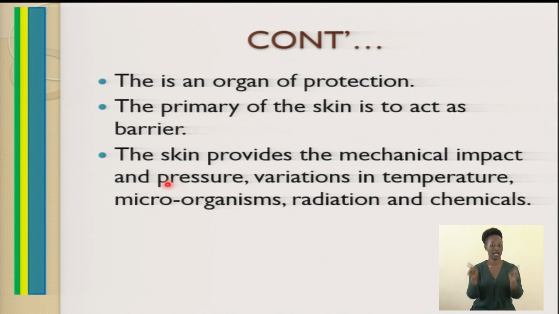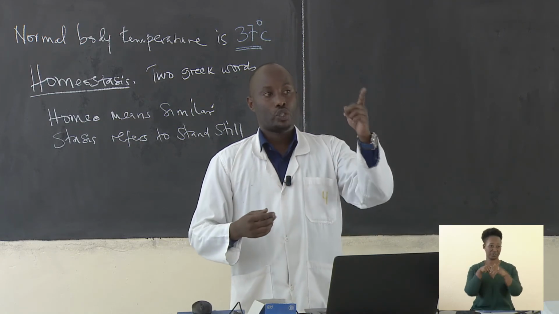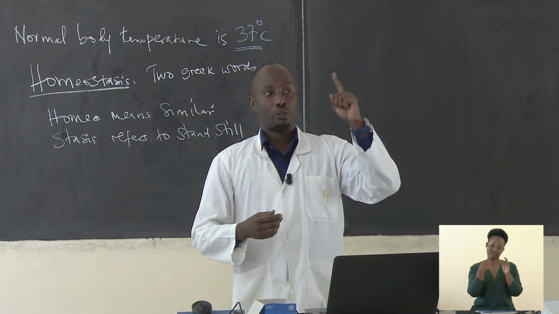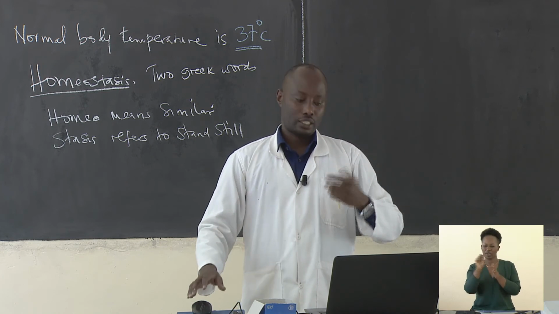As I mentioned, the skin is an organ of protection. All right, it is an organ of protection. The primary function of the skin is to act as a barrier. It doesn't allow some substances to enter. Water cannot enter the skin. Some pathogens cannot enter into the skin. As I mentioned examples of pathogens, I talked about bacteria. I talked about other microorganisms that cannot enter, so it acts as a barrier.